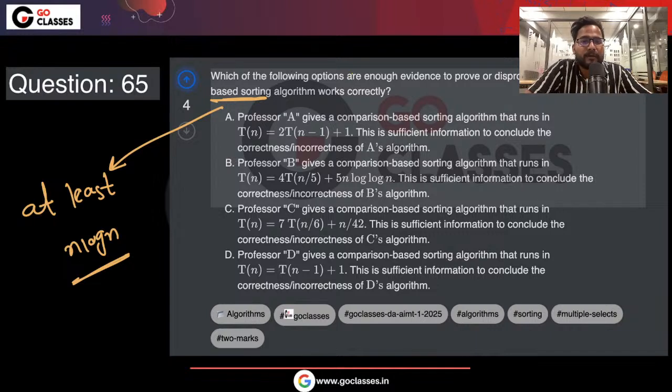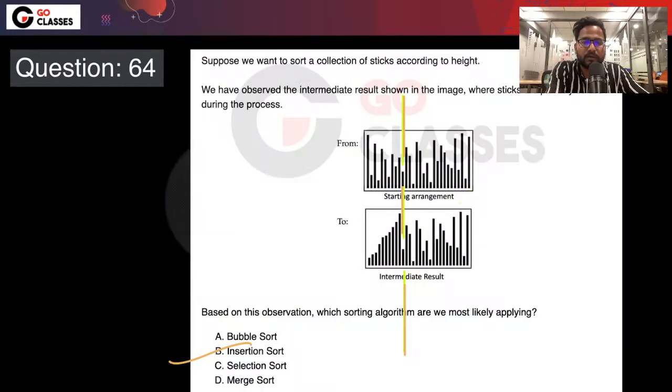Now they are saying which of the following options are enough evidence to prove or disprove if a given comparison based sorting algorithm works correctly. Okay, this is the question that they are saying. Right now, let's just see this. Okay, so someone is saying, sir, can you try the other options also?